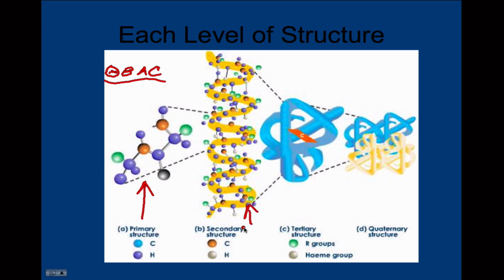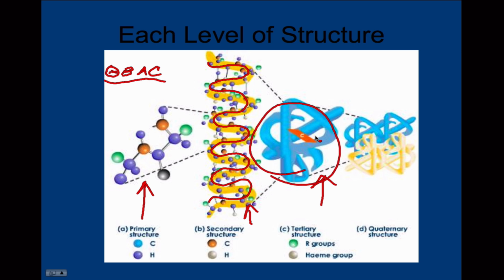This is the secondary structure, and this is how it's going to fold. You see this one is kind of folded back and forth. That would be its secondary structure. The third thing is its tertiary structure. Here you see that not only is it folded, but it's kind of wrapped around itself too.